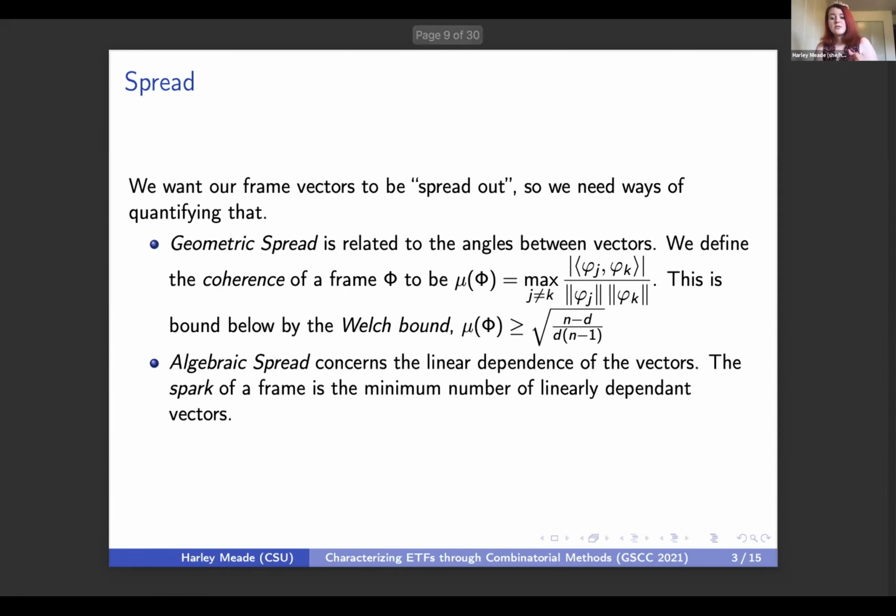And it's also related to the spark, which I'm about to define, but we're not going to get super into that. So algebraic spread is what I deal with more. And that's going to concern the linear dependencies of the vectors. And so the spark is going to be the minimum number of linearly dependent vectors. So if you think of a matroid of the columns, this is the same thing as the girth. And if the spark is d+1, where we're living in d-dimensional space, we call our frame full spark.